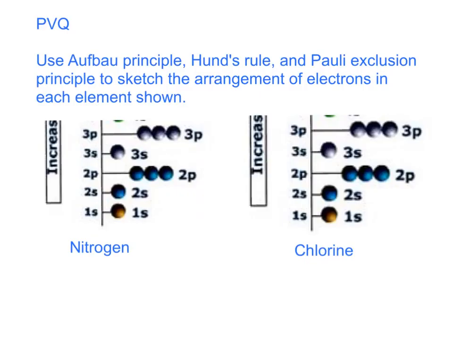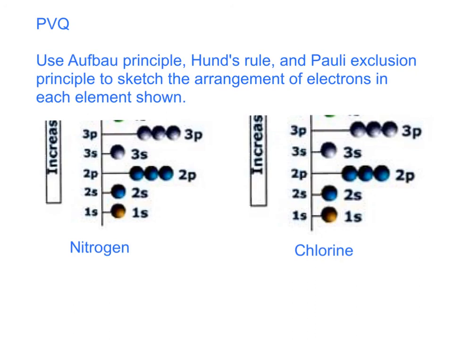All right. Okay, so for the post-video question, I have the same question posed for 2 different elements. I want you to use those 3 rules, the Aufbau principle, Hund's rule, and the Pauli exclusion principle, to make the little orbital diagram like I have shown there and show the arrangement of electrons that would be found for each of the elements shown. So on the left I've got nitrogen and on the right chlorine. I've given you probably more than enough orbitals, like there's going to be some unfilled orbitals in each one of these, but fill in the electrons.